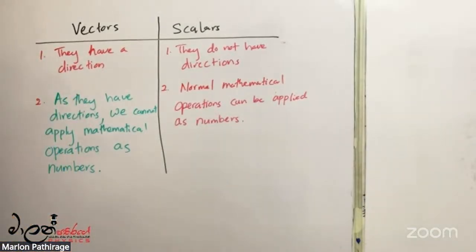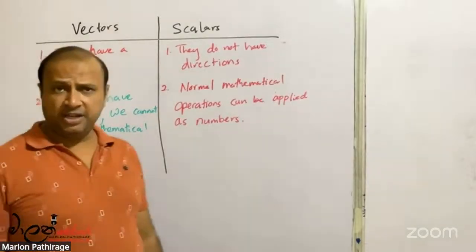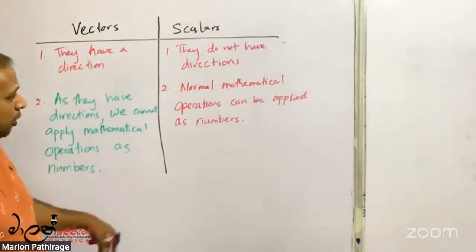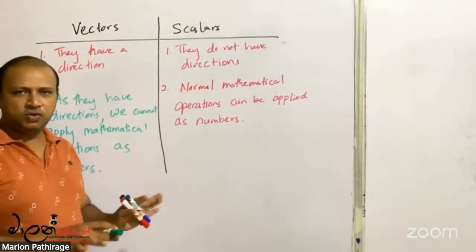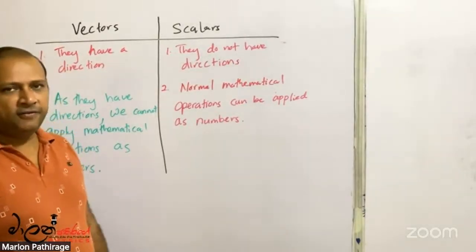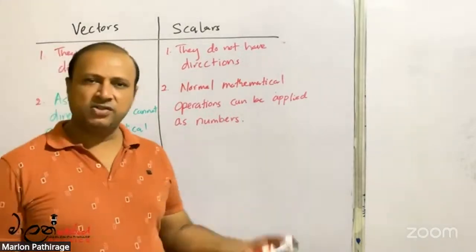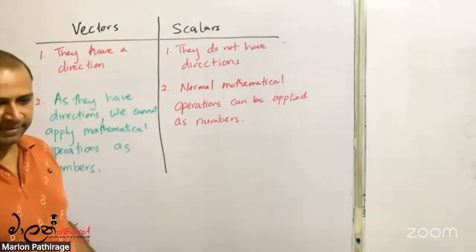So those are the two main differences between scalars and vectors. There are a lot of differences, but these two are the main differences between scalars and vectors. Okay, right.